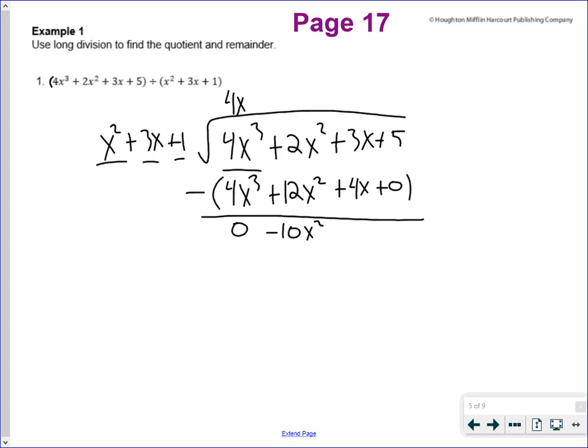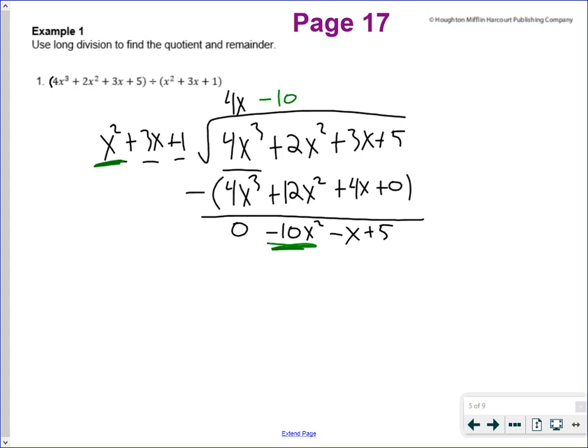3x minus 4x is negative x, and 5 minus 0 is just positive 5. Okay? And now we're going to do the same thing with the first term here, x squared, and the first term over here, negative 10x squared. So we're going to see how many times x squared goes into negative 10x squared, or x squared times what gives you negative 10x squared. We know that'll be negative 10, right? Negative 10 times x squared is negative 10x squared, which is what we want.